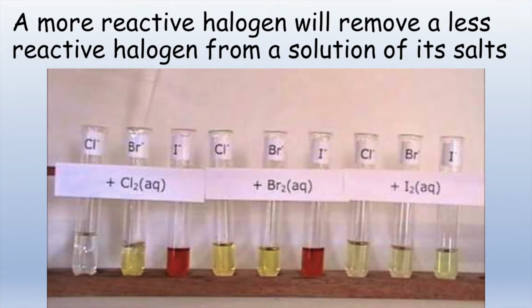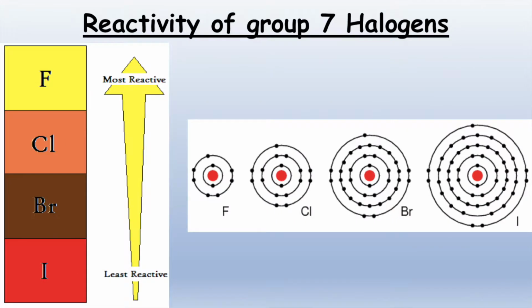However, the example question is looking at displacement of halogens. These are group 7 non-metals. Displacement of a halogen is when a more reactive halogen removes a less reactive halogen from a solution of its salts. So to answer this example question, what you should know is the reactivity of the halogens. Hopefully you remember that the reactivity decreases as you go down a group.